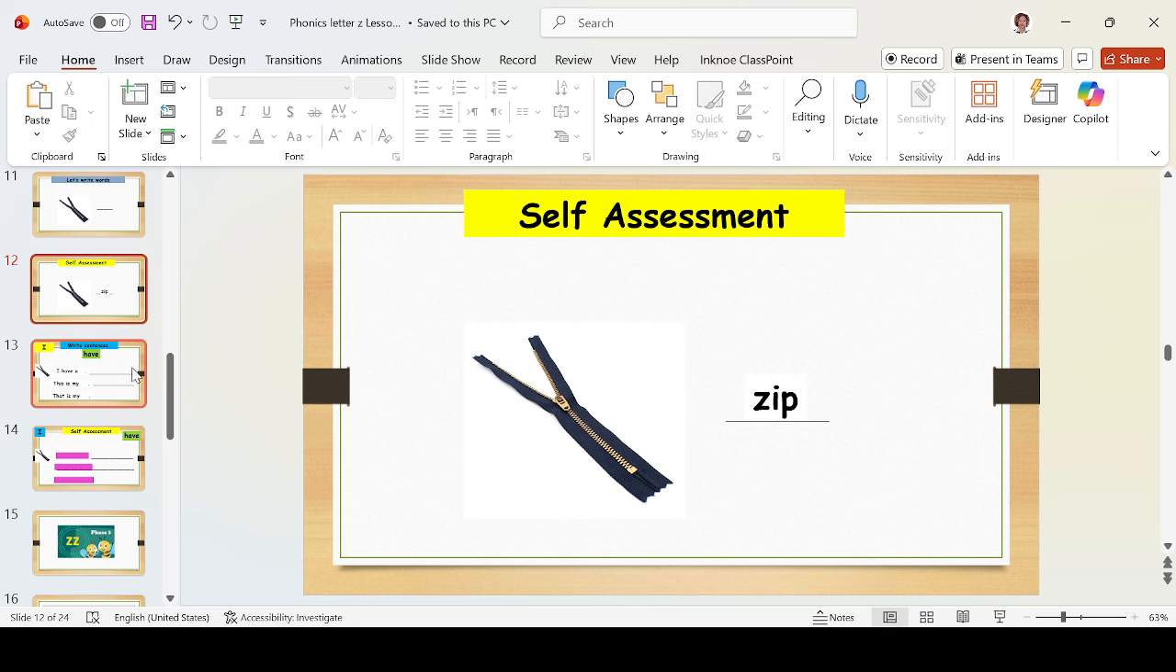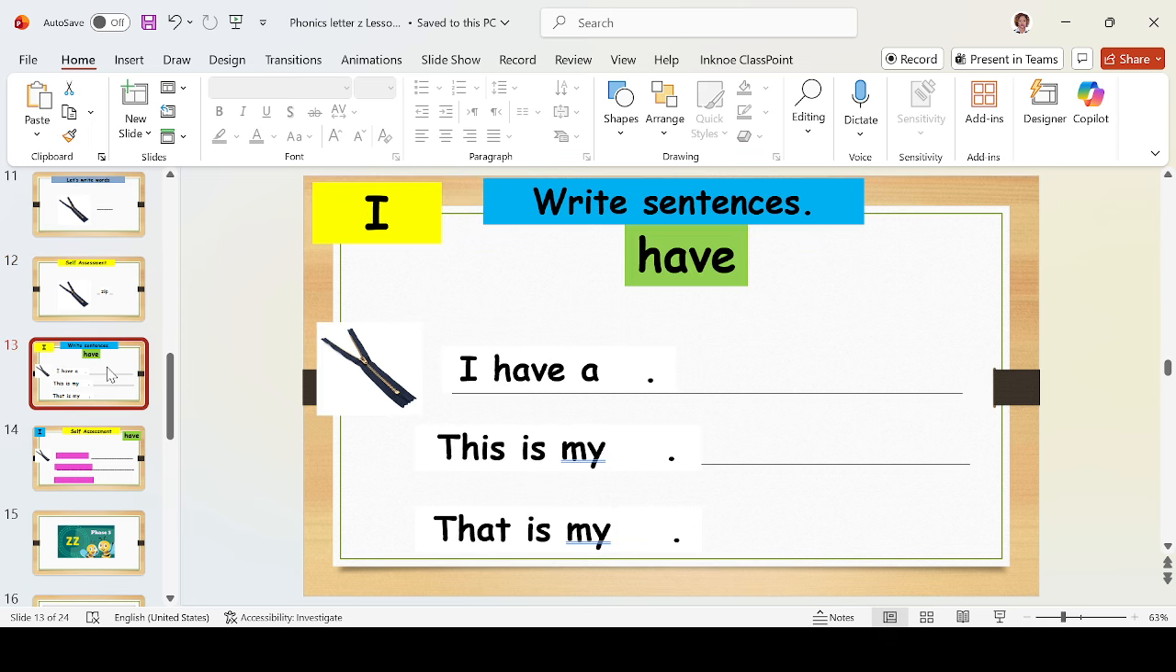Okay, so now we are going to write sentences, and if you can remember very well, last time I told you, you can draw one picture and write many sentences for that picture. And I said I want you to practice to do that. Okay, so we are going to start with I have, I have, I have. Okay, I have a zip. Can you write that? Because I think I have is our new sentence structure, right?